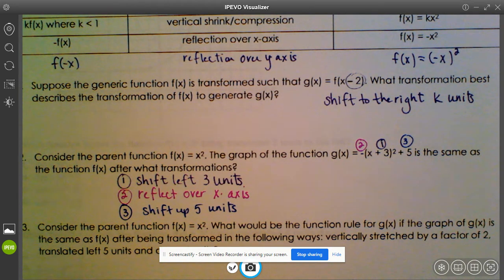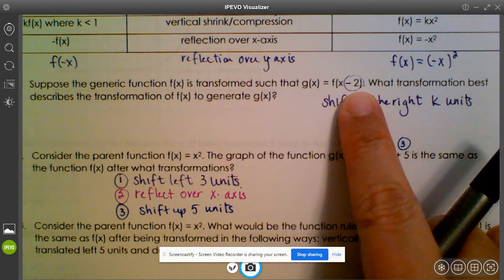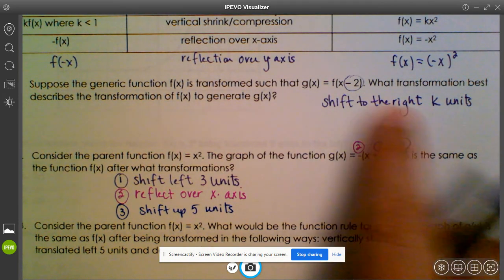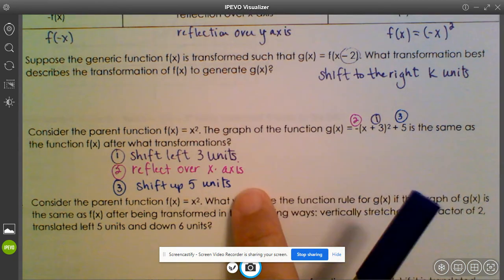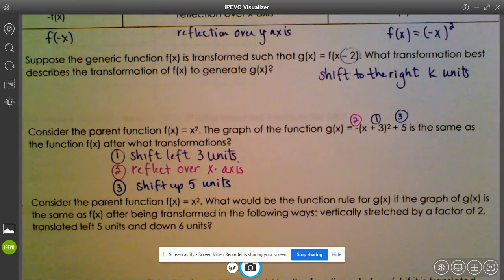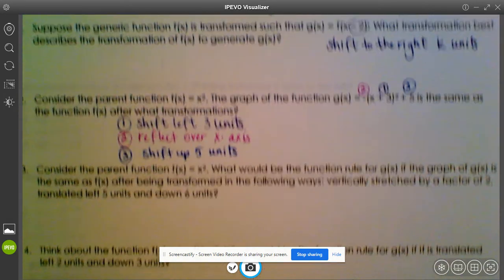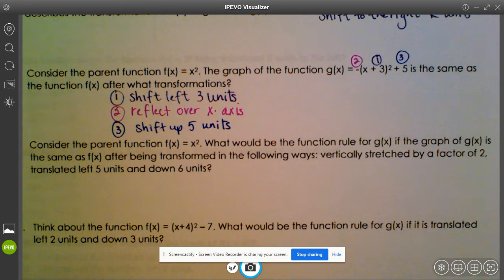So we took a simple transformation, we described it based on the function they gave us. They gave us a more complex function. We had to give the series of transformations. Now the inverse happens. I'm given a series of transformations and I have to write the function. So let's see what happens here. What would be the function rule for g of x if the graph of g of x is the same as f of x after being transformed in the following ways?